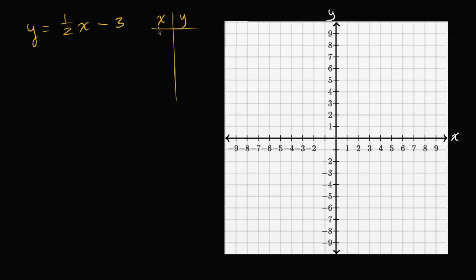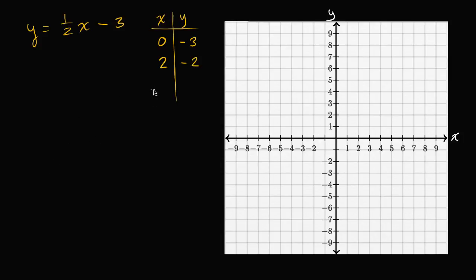And then we could just try out a couple of x values here, and then figure out what the corresponding y values are. And I'm going to pick x values where it's going to be fairly easy to calculate the y values. So let's say when x is equal to 0, then you're going to have 1/2 times 0 minus 3. Well, then y is going to be negative 3. Let me try x is equal to 2, because then 1/2 times 2 is just going to be 1. So when x is equal to 2, you're going to have 1/2 times 2 is 1, minus 3 is negative 2.